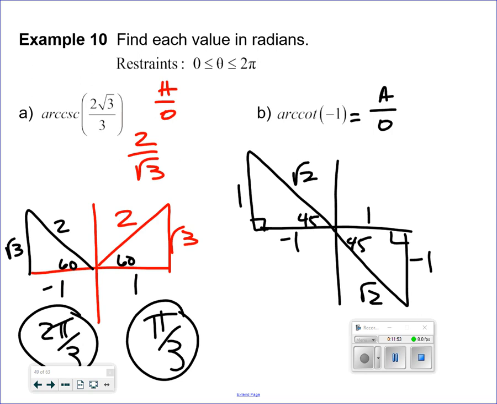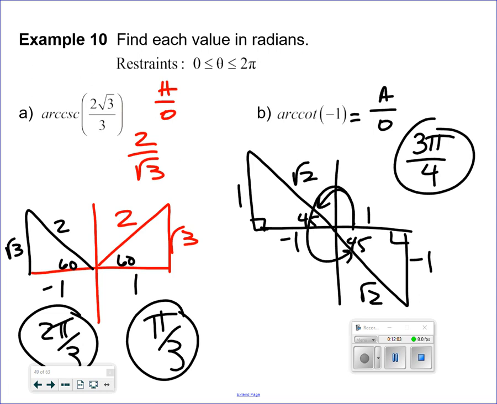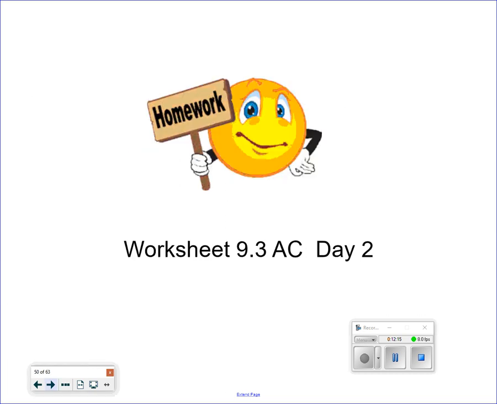Every 45 is a fourth. So now that angle in radians would be 3/4 pi. This angle measure in the fourth quadrant in radians would be 7/4 pi. So again, understanding that every fourth has a 45-degree reference angle is going to be very beneficial to you.